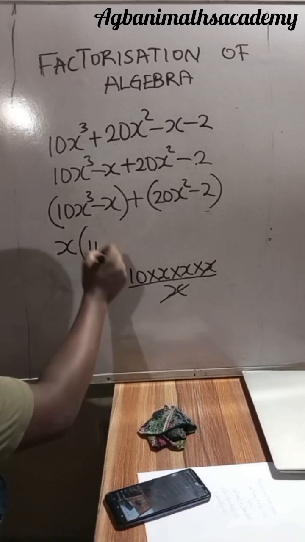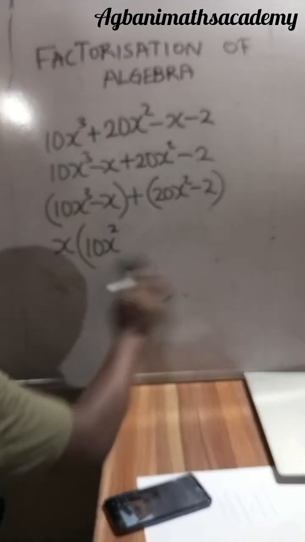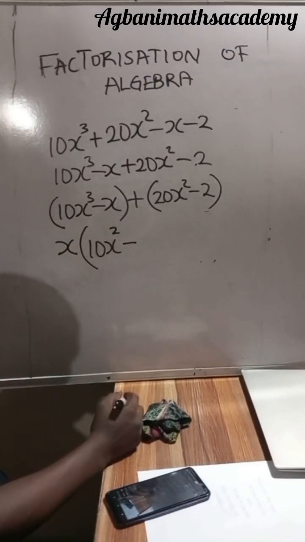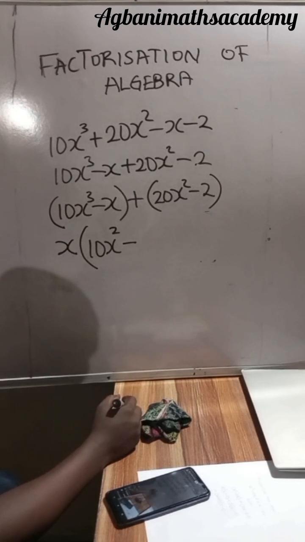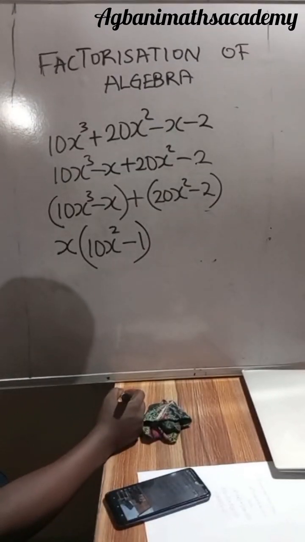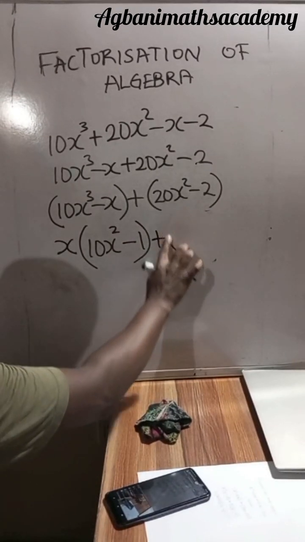So 10x to the power of 2 minus x divided by x is going to give us 1. Any value divided by itself will give us 1. So we have 1. So we bring the plus sign down.